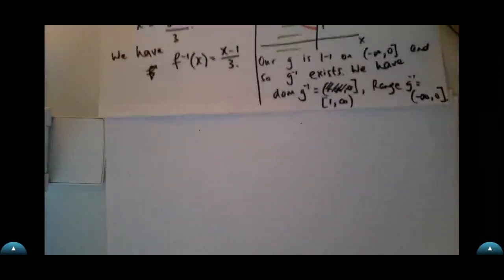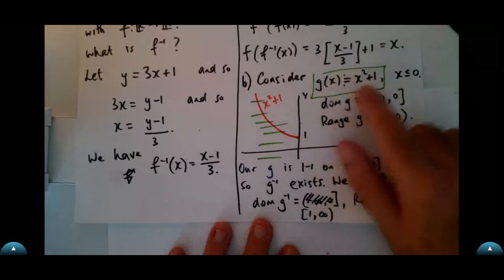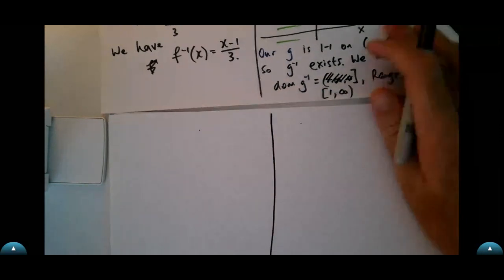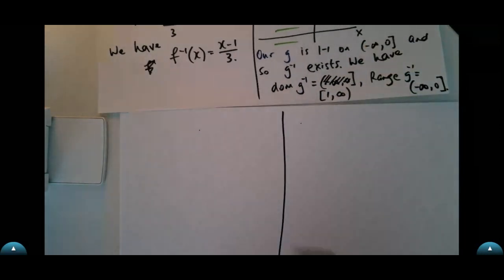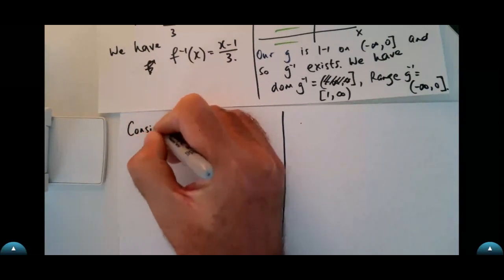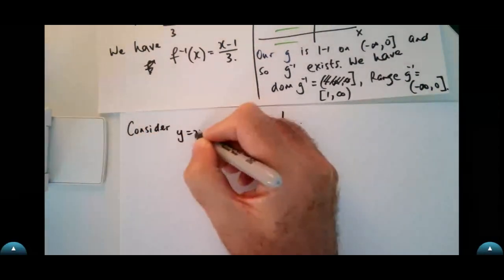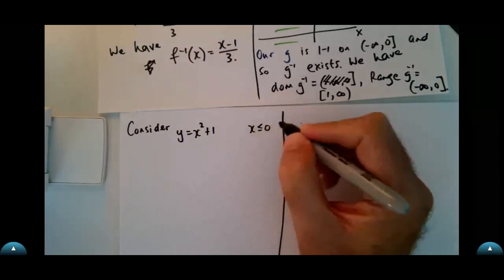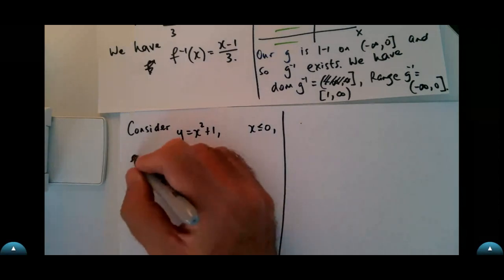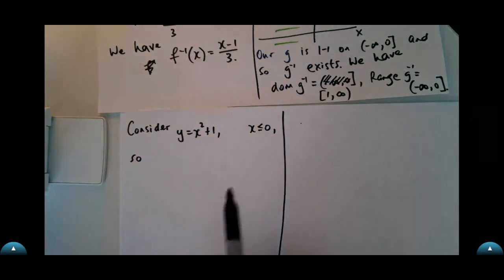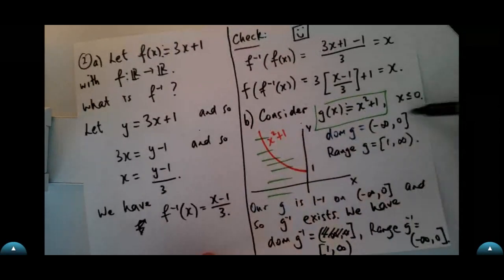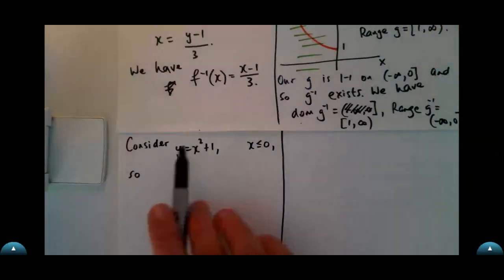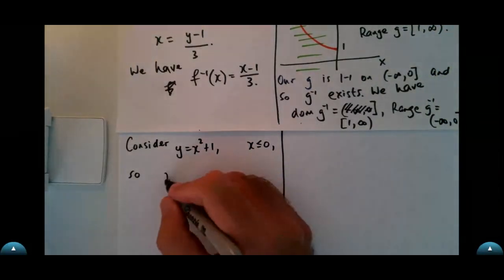Okay. All right. So can we sort of rearrange this and find the inverse? Okay. So let's consider y equals x squared plus 1. And we're assuming here that x is less than or equal to 0. All right, that's going to be important in a minute, because that's actually the restriction that we started with. Okay. So now let's try to move this around and make x the subject.